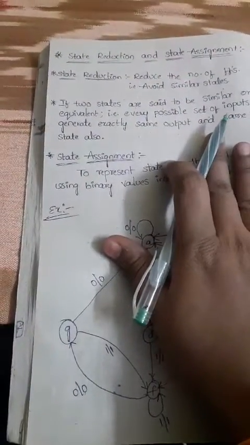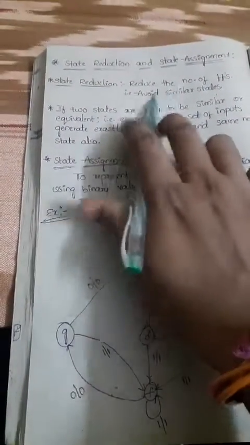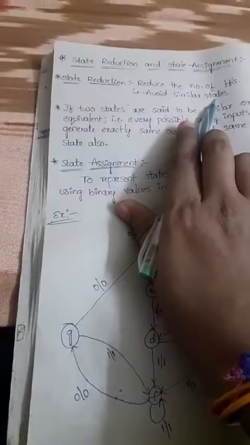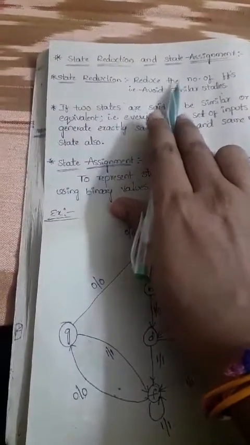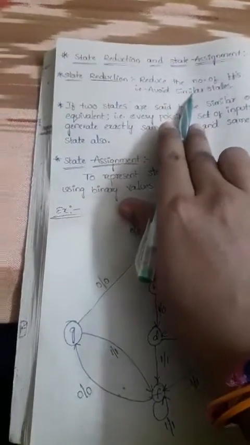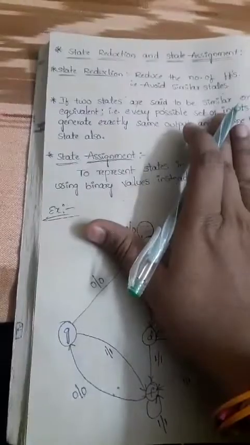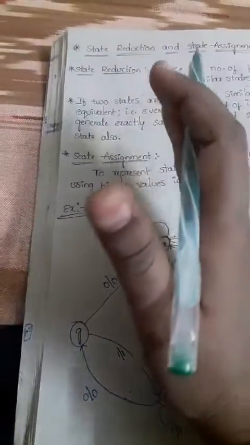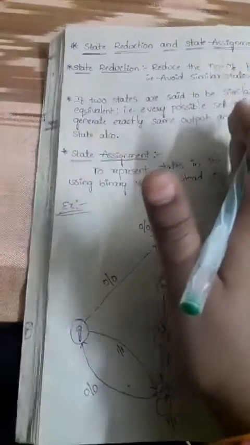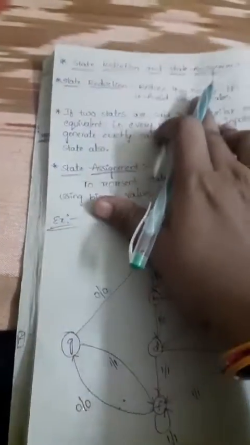Okay, so this state reduction and state assignment method is a part of the design of sequential circuits. Basically, state reduction can help in reducing the number of flip-flops. The number of flip-flops required depends upon the number of bits in each state. So when the number of states is reduced, there is a chance of reducing the number of bits used to represent each state, and hence the number of flip-flops will be reduced.